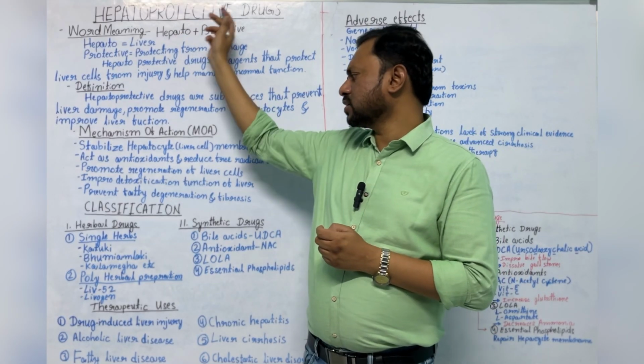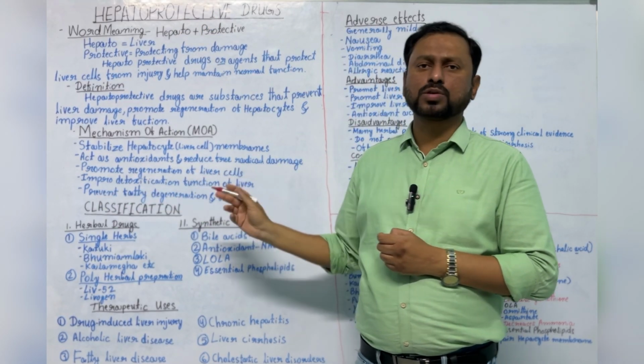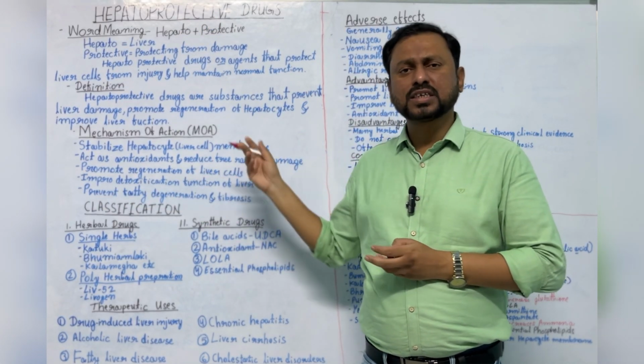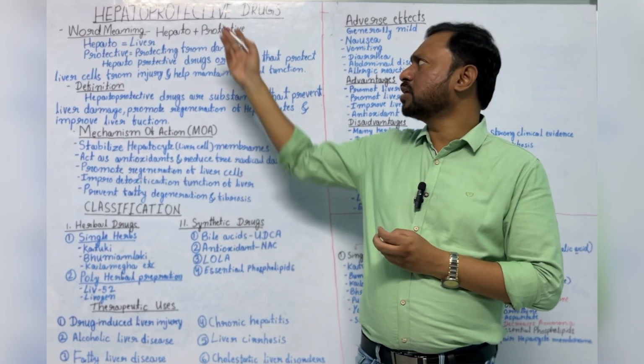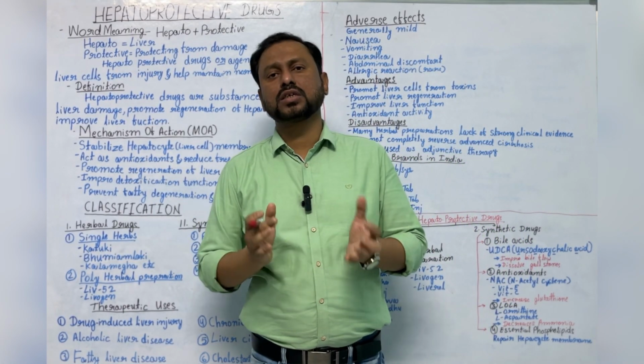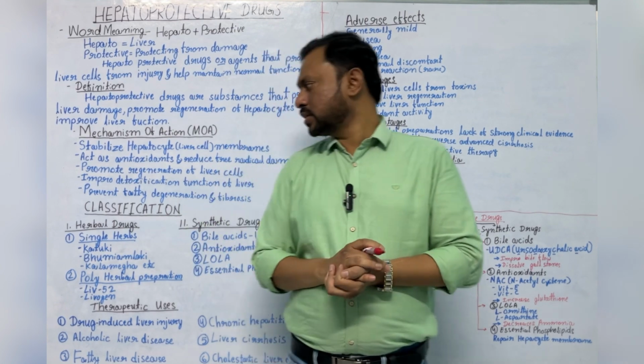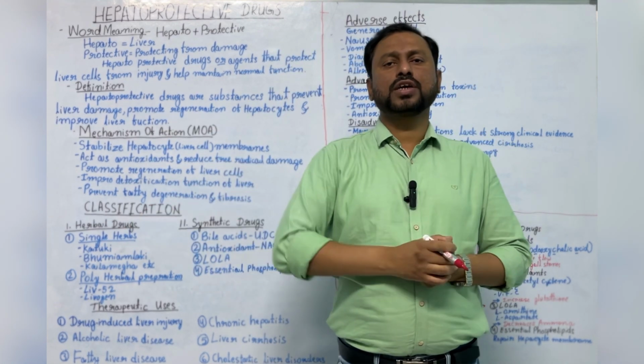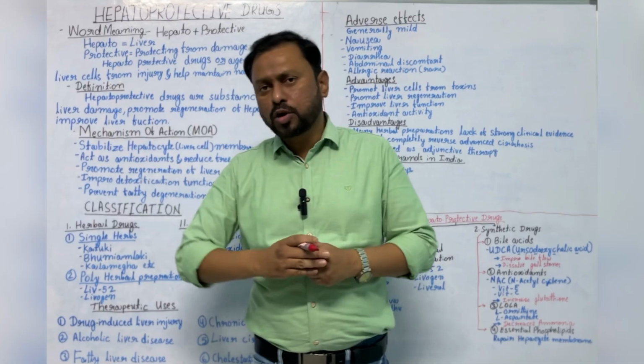These drugs are helpful to prevent fibrosis of the liver. In some cases, when the liver cells are damaged, they prevent the fibrosis. This is the main mechanism of action of these drugs on the liver cells. The next thing is the classification of the hepatoprotective drugs.